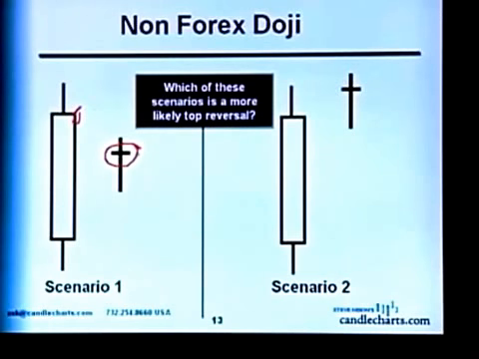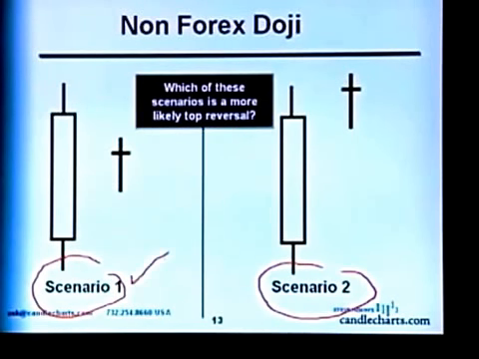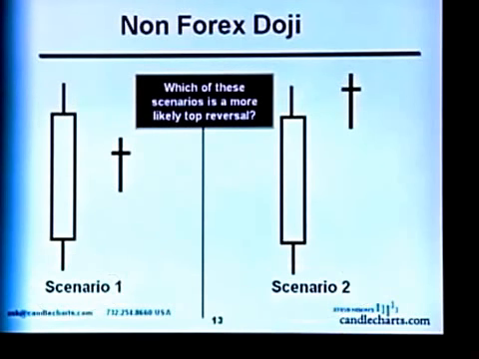Okay. In scenario 2, these are both doji following a rally following a tall white candle. In scenario 2, what happened on the doji's opening? It gapped higher. And by the end of the session, the bulls had maintained the strength. So in non-Forex, which is more likely a reversal? Scenario 1 or scenario 2? 1. Okay. Can we have this in Forex? Remember, scenario 1, what happened? The market gapped down. Scenario 2, gapped up. Can't have this in Forex.